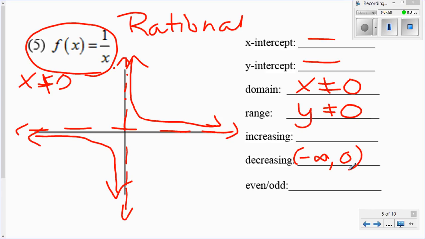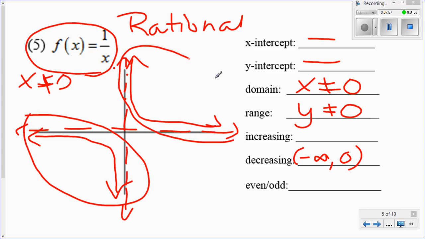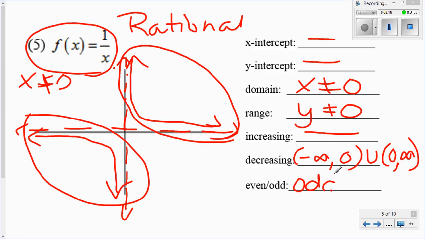And then that's basically looking at this part of the graph. But then over here it is also decreasing, but we have to write a separate interval because 0 is not included in that, okay? So it's decreasing from negative infinity to 0 and then decreasing from 0 to infinity. And again, this one does not increase. And this is actually an odd function because it is symmetric with respect to the origin. If we were to rotate it 180 degrees, we would get the same graph.